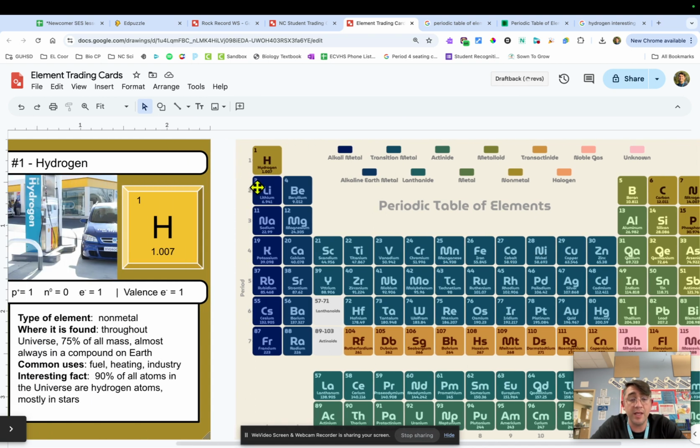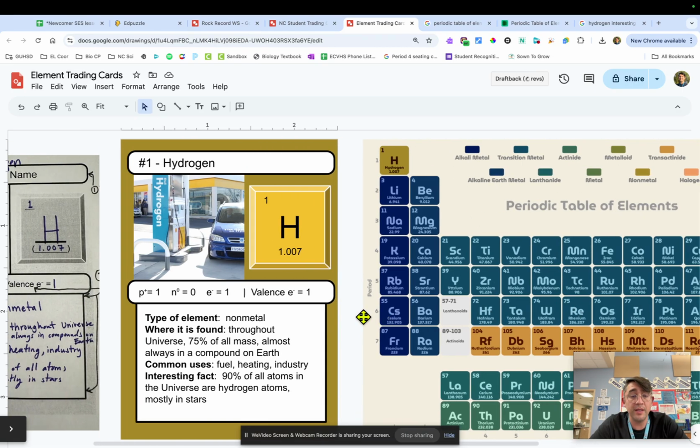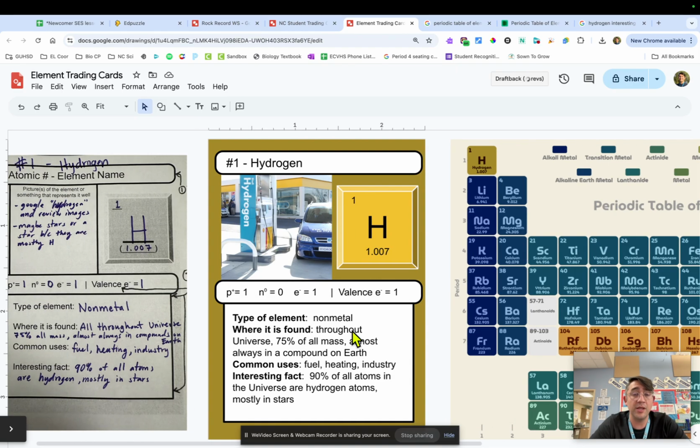If you get lithium, you'd have this dark blue. Beryllium would be this kind of slightly lighter blue. This teal would be for transition metals. So you're just going to get the coloring from here. So at this point, my card is pretty much done, and I can go and submit this on Schoology.